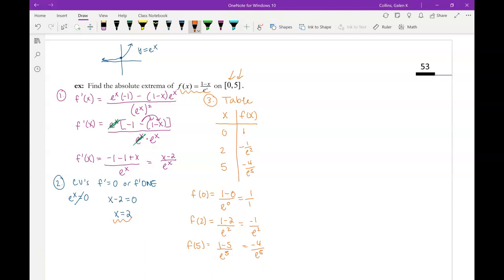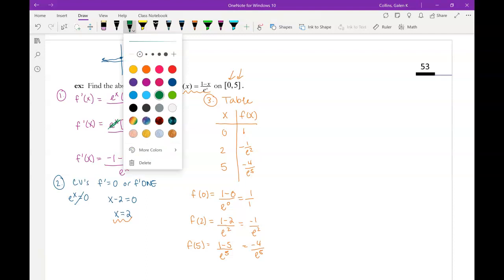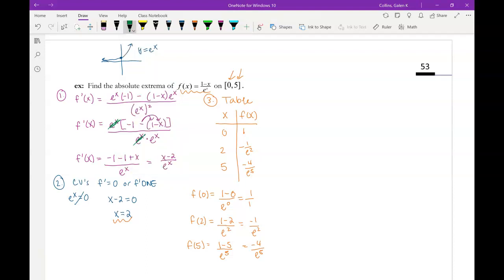All right, it's easy in this problem to tell what our maximum value is because it's the only positive number. So at x equals 0, f will have a maximum value of 1. But it might be hard to tell what our minimum value is. So I say, why don't we get common denominators?